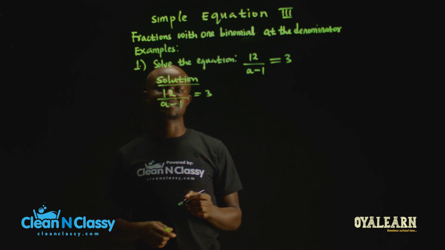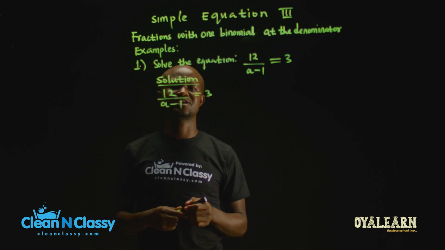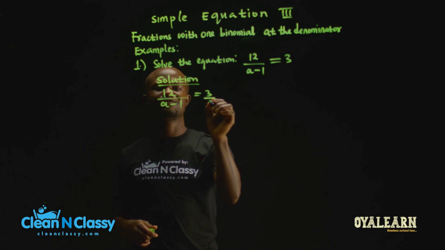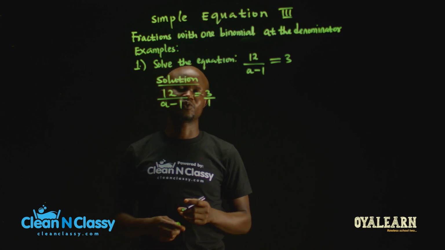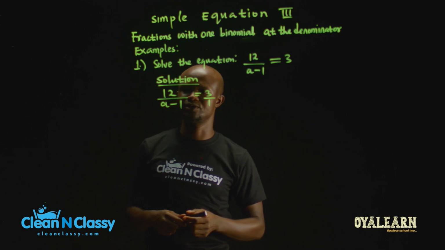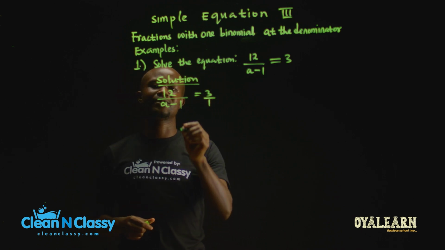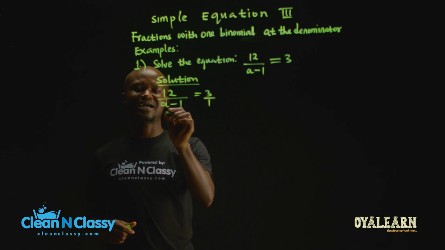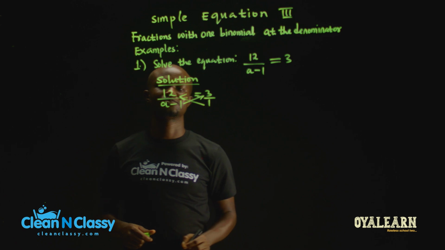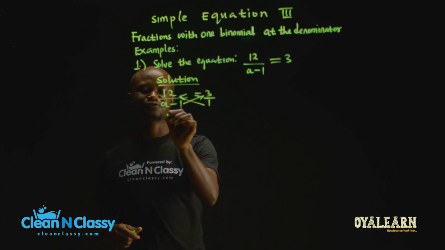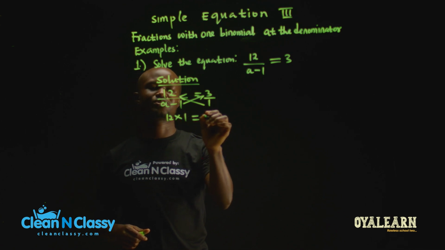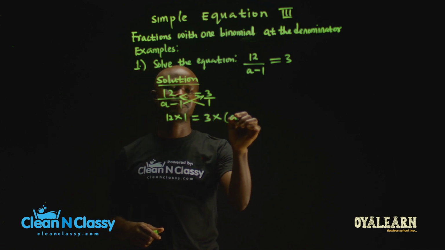Now, at the right hand side we have 3. We can write 3 as a fraction. So 3 will be in the form of 3 divided by 1, where 3 is the numerator and 1 is the denominator. So from here, we cross multiply. By cross multiply, what are we going to have? We have 12 times 1 equals 3 times a minus 1.